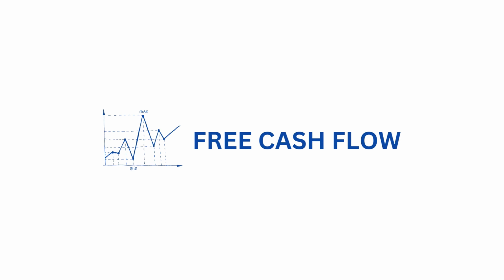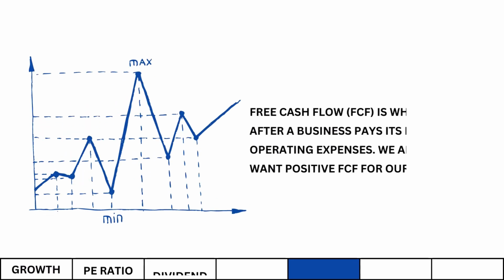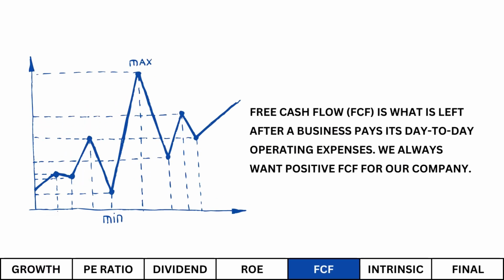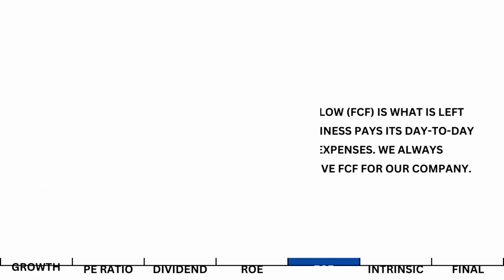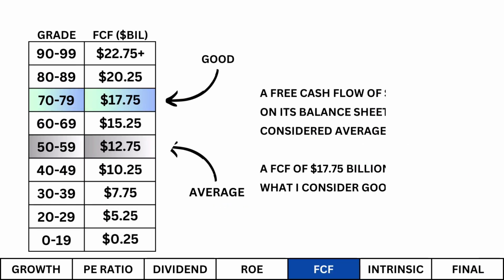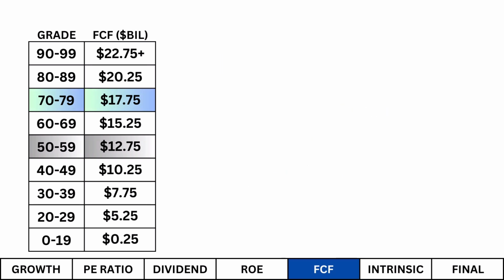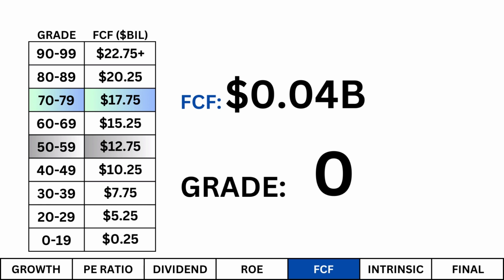Then we look at free cash flow. Free cash flow is what is left after a business pays its day-to-day operating expenses. We always want positive free cash flow for our company, which means more money coming in than what's going out. A free cash flow of $12.75 billion on its balance sheet is considered average. A free cash flow of $17.75 billion or more is what I consider good. Here's our company's free cash flow and its corresponding grade.